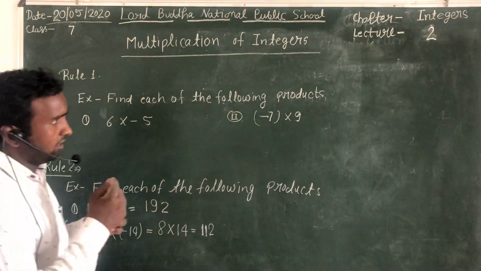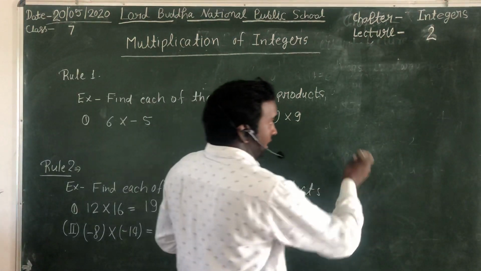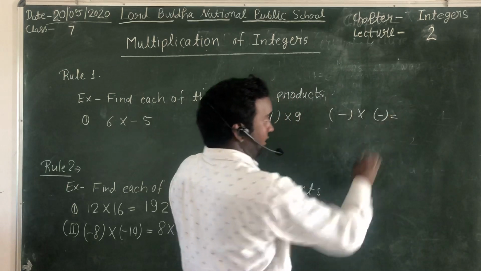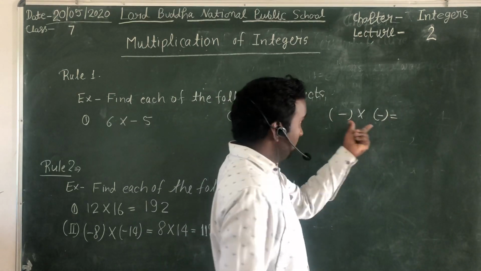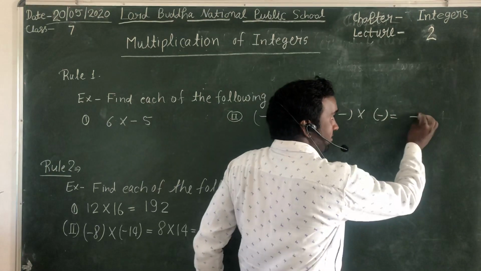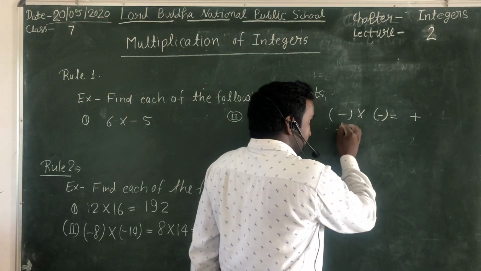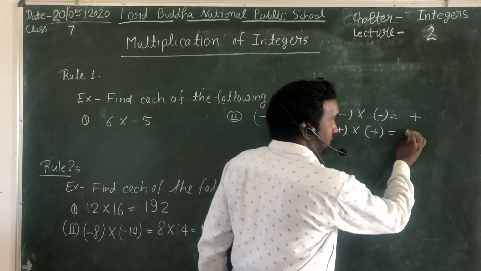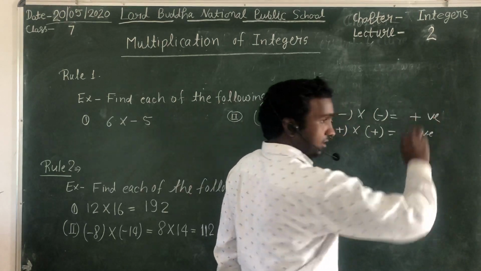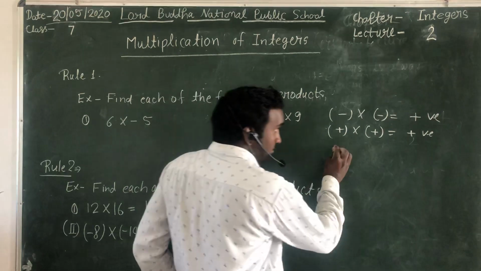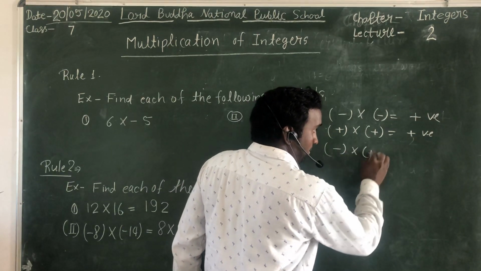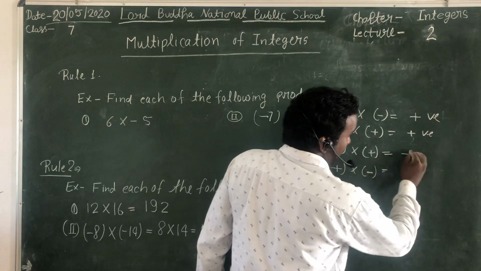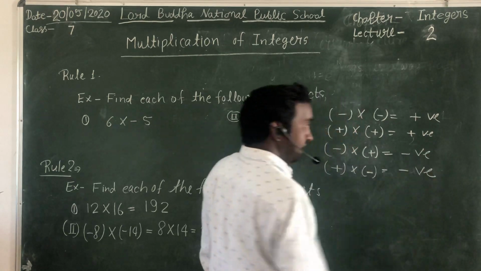First of all, let's have a little discussion about the minus. If we multiply minus into minus, when the signs are the same, we find plus. When the signs are the same, when we multiply the same signs, we find a positive answer. When we multiply different signs, meaning minus multiplied by plus and plus multiplied by minus, we find a negative sign.